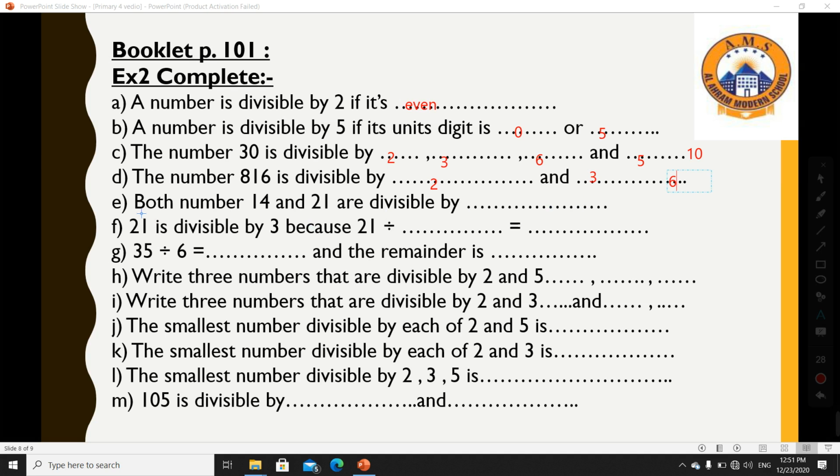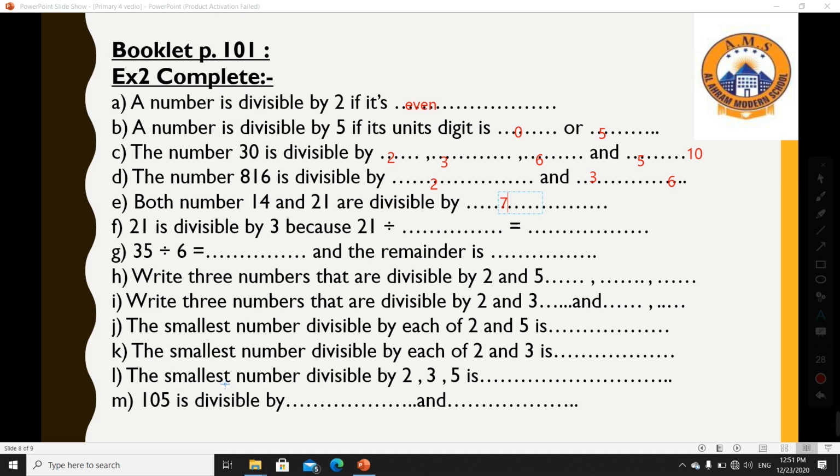Thank you. Super students, for letter E, both numbers 14 and 21 are divisible by what? Think in your mind. I can find 14 and 21, both of them, in which table? 2 multiply 7 equals 14. 3 multiply 7 equals 21. So what is the common? So both of them are in the table of 7. So they are divisible by 7. I think it's easy. Yes or no? Okay.